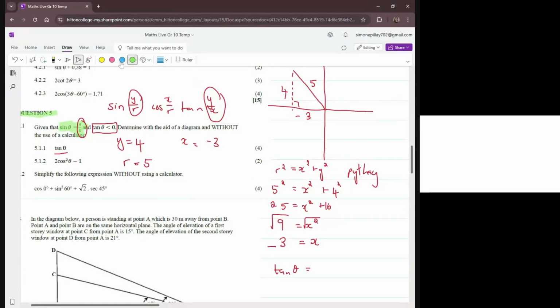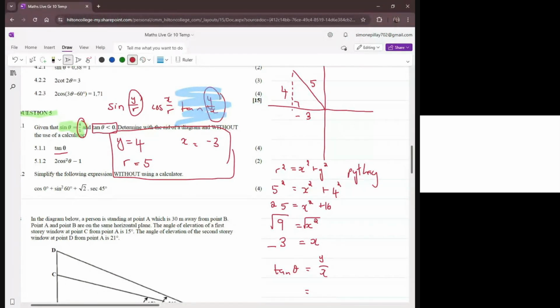Remember, this is why I drew out all of my ratios in the beginning, because I know I'm always going to need them, and it's just nice to get them out of the way in the beginning. Okay, so my tan theta is actually going to be y over x. Now, you tell me, guys, if we substitute based on the values that we know, what is tan theta going to be?